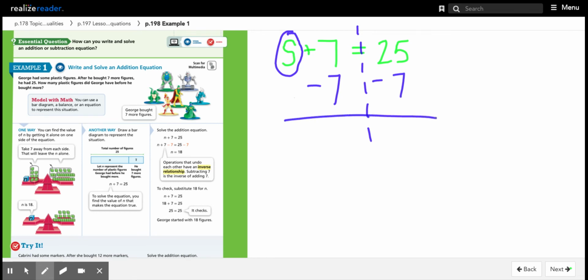Well, if I have plus 7, minus 7, 7 minus 7 is 0. So I'm going to cross that off. All that remains on the left side of my equation is an S. And now let's solve the right side of the equation. 25 minus 7 is 18. So that means that George had 18 figures before he went to the store. So let's look at some of these graphics here.